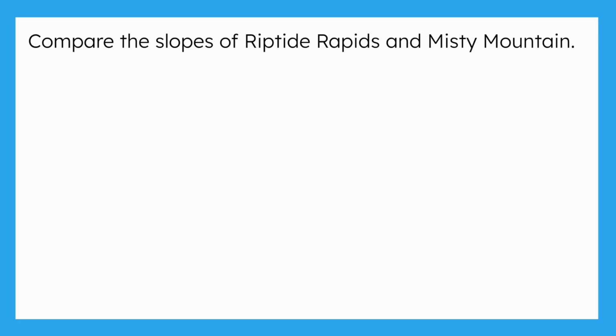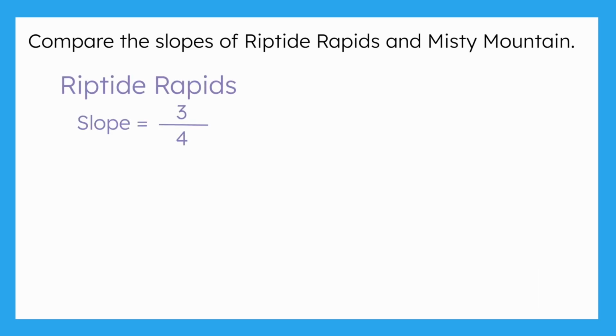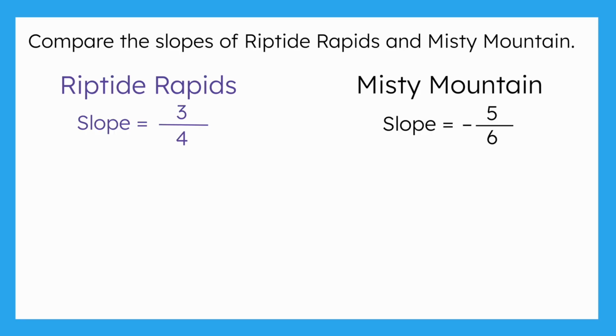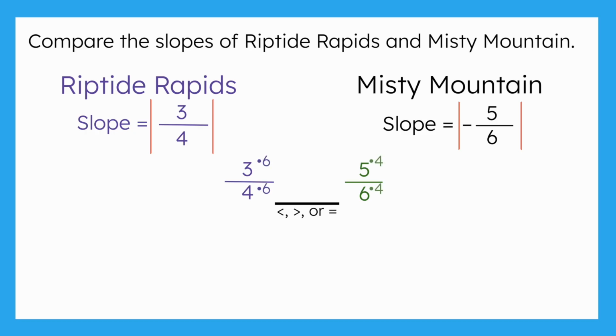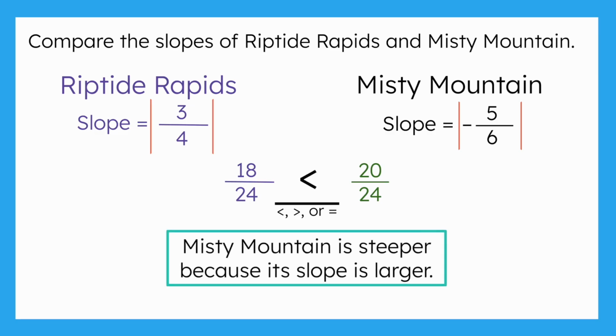Next, we need to compare Riptide Rapids and Misty Mountain. Do it on your own first, then compare with what I got. Riptide Rapids has a slope of 3/4 and Misty Mountain's is negative 5/6. Remember to use absolute values when comparing steepness. So, we're comparing positive 5/6 to 3/4. With a common denominator of 24, we get numerators of 18 and 20. 20 is greater, so Misty Mountain is actually the steepest slide at the water park.